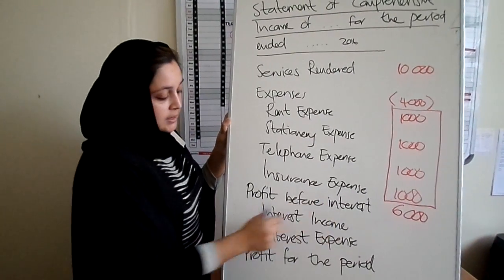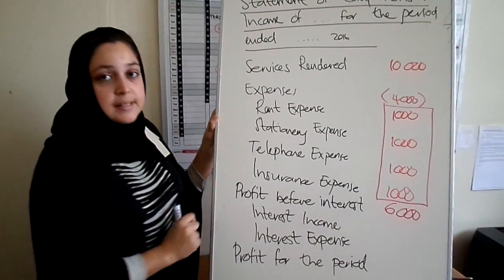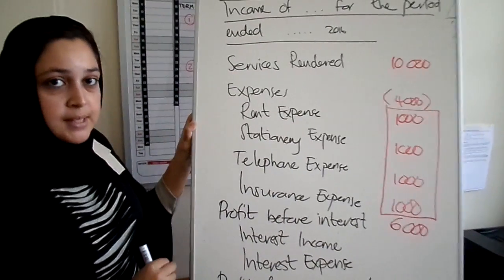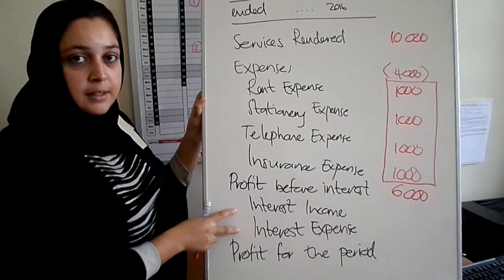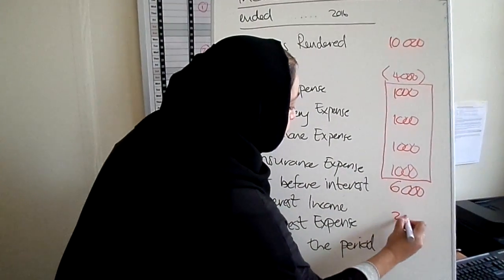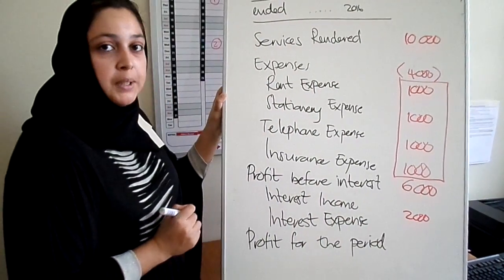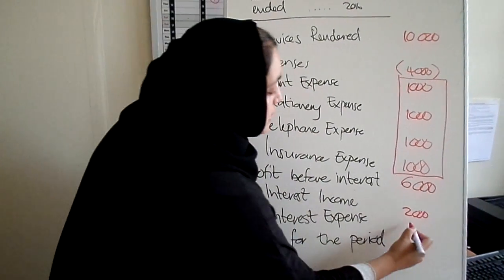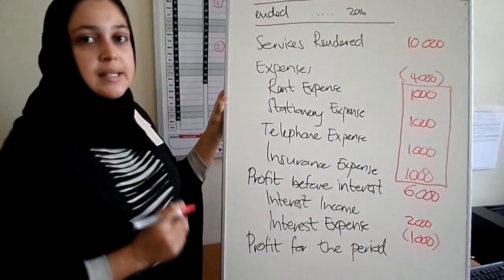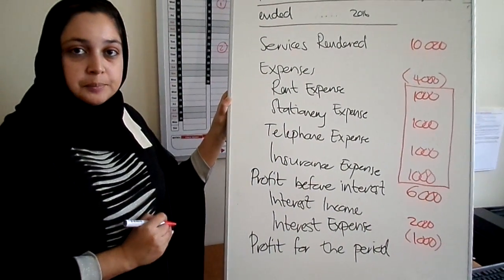Underneath profit before interest, you've got interest income and interest expense. This is very important. These two things do not go in the top part of the statement. It stays at the bottom of the statement. So if I put an amount to interest income, let's say 2,000 was your interest income for the period. And interest expense, let's say, was 1,000. It needs to be in brackets because it's an expense and you're subtracting it.